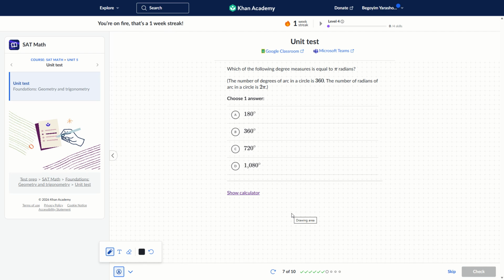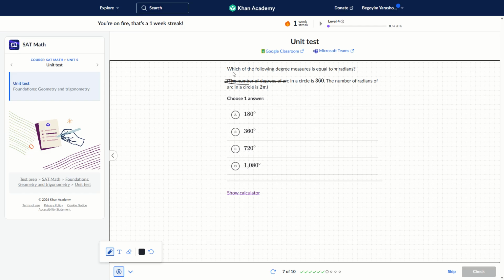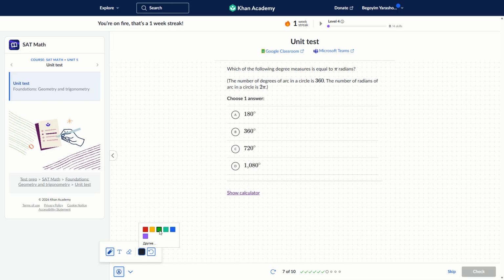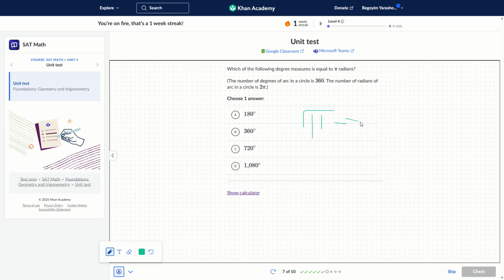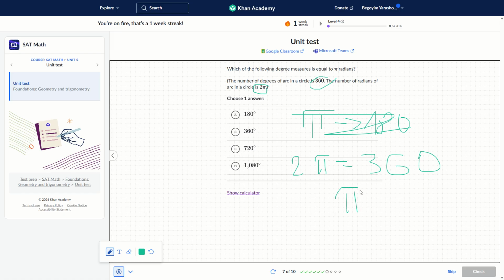Which of the following degree measures is equal to pi? The first rule that we need to remember is that pi always equals 180. Without knowing this one, you can also find it by reading this one. If 2 pi equals 360, what does pi equal? Definitely this one. So the answer would be A.